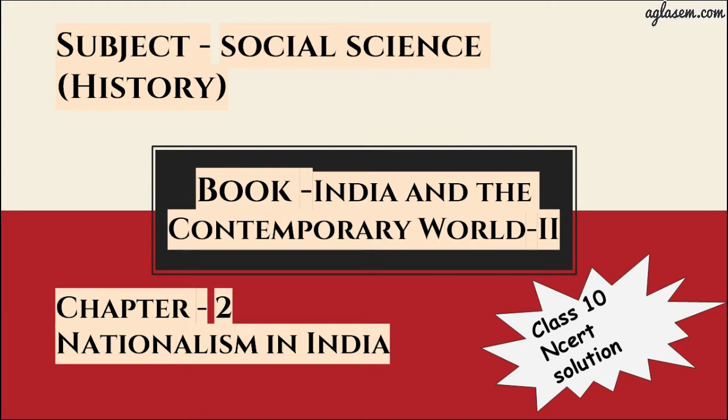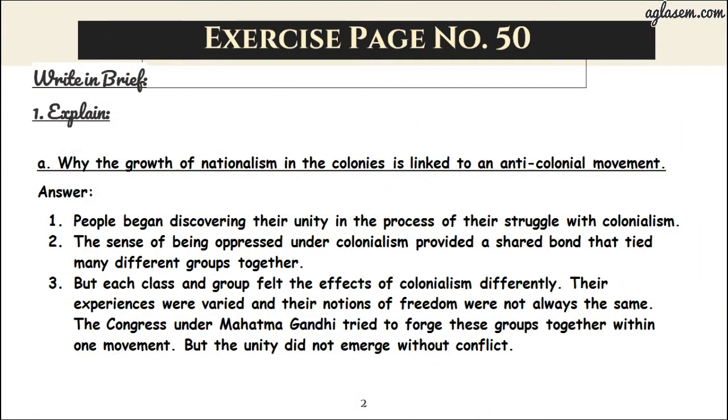So today in this video we are going to discuss NCERT solutions for class 10th, and here we are covering the subject social science, and the part from social science which we are covering is history. So let's start the book India and the Contemporary World II. So here from this book we are covering chapter number 2, and the name of the chapter is Nationalism in India. So let's start with the very first exercise, which is on page number 50, that is write in brief.